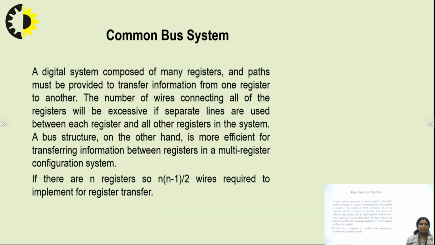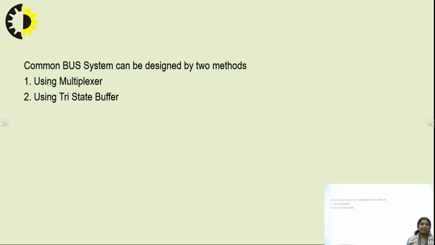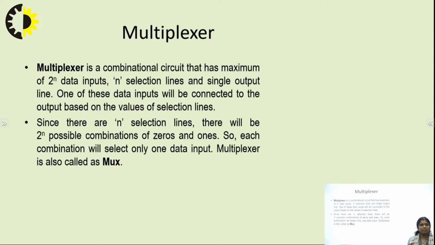The common bus system is designed by two methods: first, using a multiplexer, and the next, using a tri-state buffer. When we create the bus using a multiplexer, we have to understand what a multiplexer is. A multiplexer is a combinational circuit which has multiple inputs and a single output. If there are 2 to the power n data inputs, then there will be n selection lines in the multiplexer.